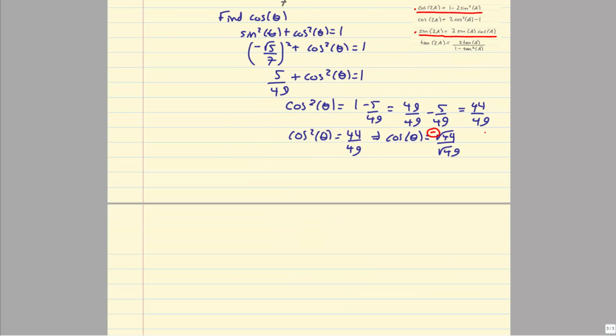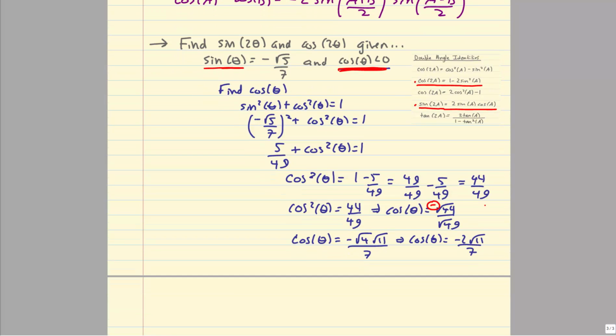So continuing to simplify, I have cosine of theta equals negative... Now root 44 will simplify to root 4 root 11. I'll factor out any factors that are perfect squares. And then the square root of 49 is 7. So I'm given that the cosine of theta equals negative 2 square roots of 11 over 7. So I'm going to use this value for my formula way back up here.